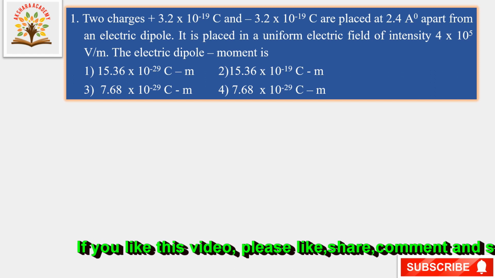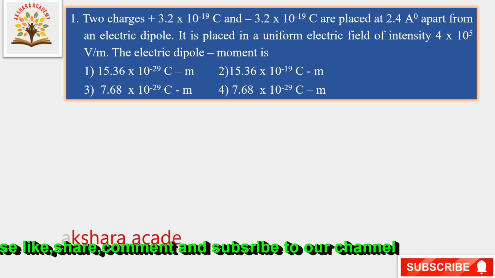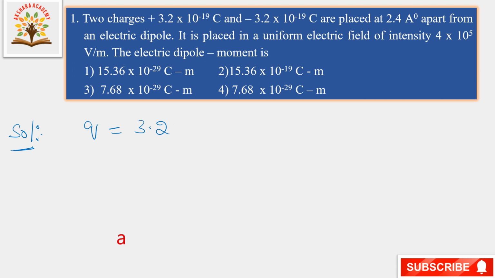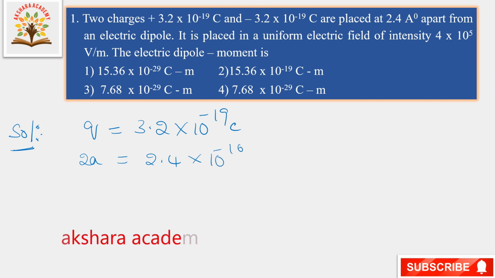Now let us go to the solution. Here given Q is equal to 3.2 into 10 to the power of minus 19 coulombs. The distance between the two charges is given as 2.4 Angstroms. So 2a is equal to 2.4 into 10 to the power of minus 10 meters. We are converting Angstrom into meters. 1 Angstrom is equal to 10 to the power of minus 10 meters.